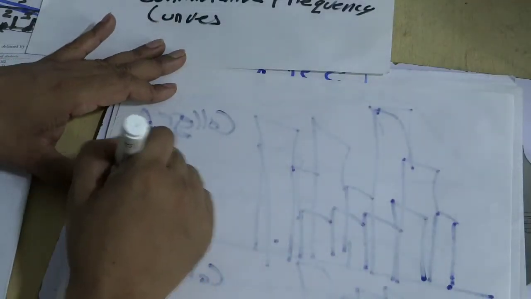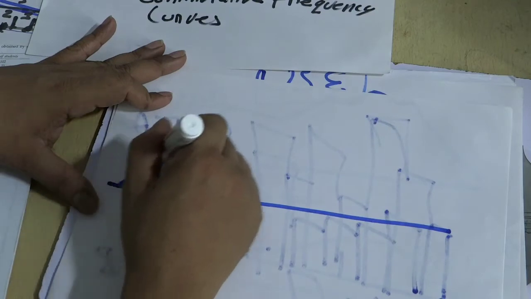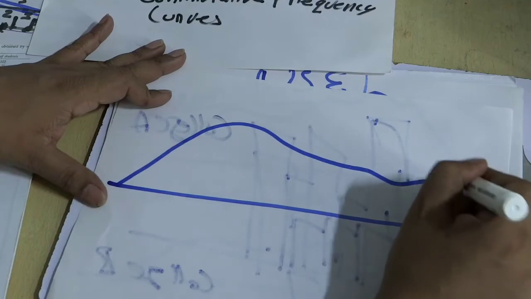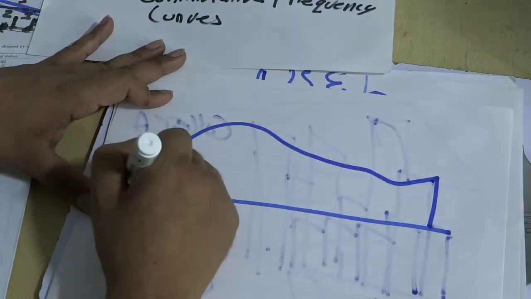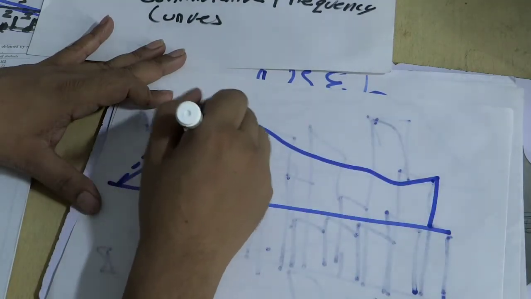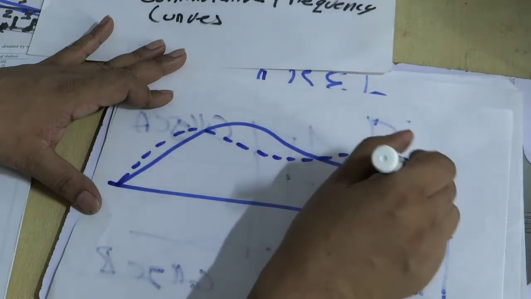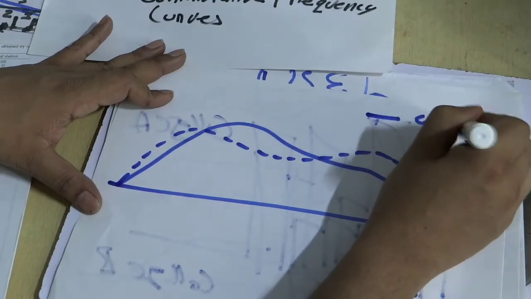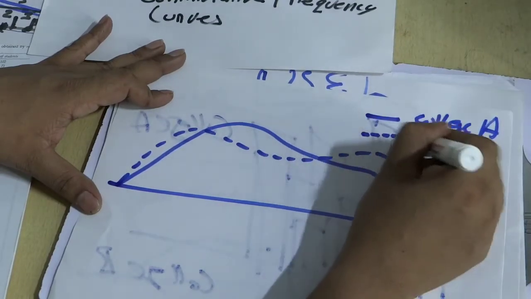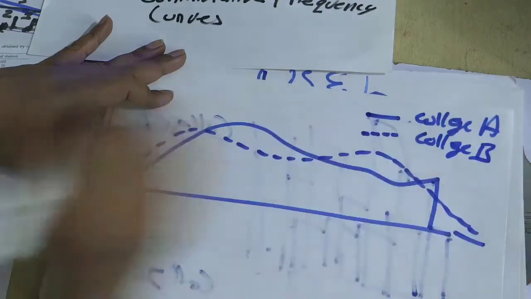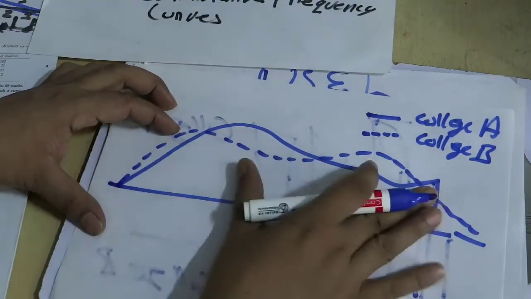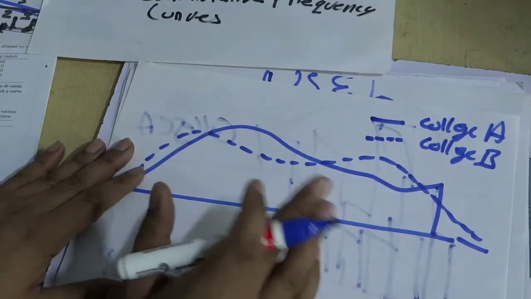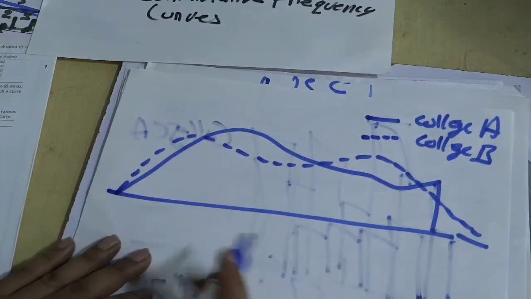So here we can see this is college A and dotted is college B. So here we can compare some data. It may be anything, that is no problem at all. And you can find it in the newspaper or in magazines, books and so on.